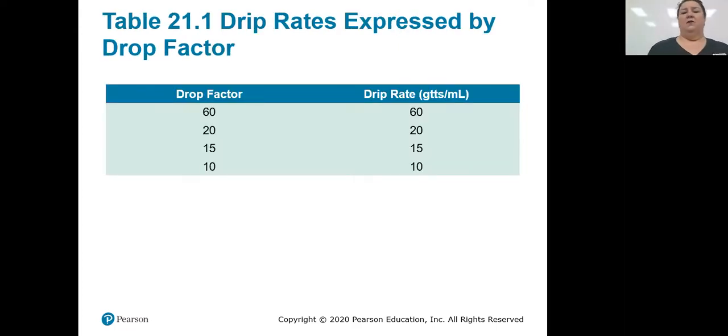So when we were talking about your drip rate being expressed more simply as a drop factor, you see here along the right-hand side, you have drip rate of 60 drops per ml. Your drop factor is 60. Your drip rate is 20 drops per milliliter. Your drop factor is 20. 15 drops per ml, drop factor is 15. And 10 drops per ml, your drop factor is 10. So you see it is just easier to say that your drop factor is 60, 20, 15, or 10.